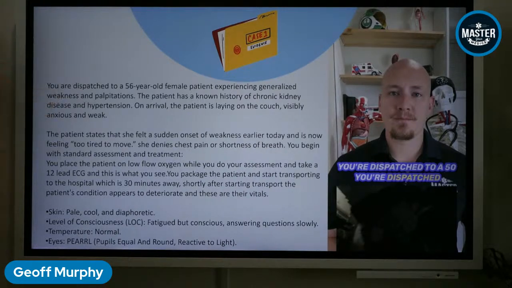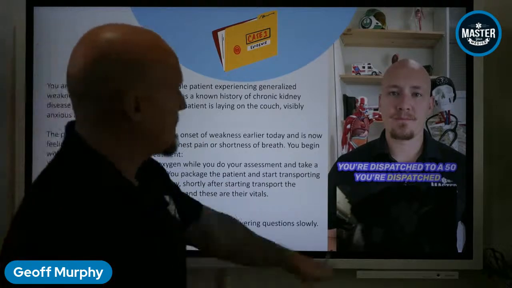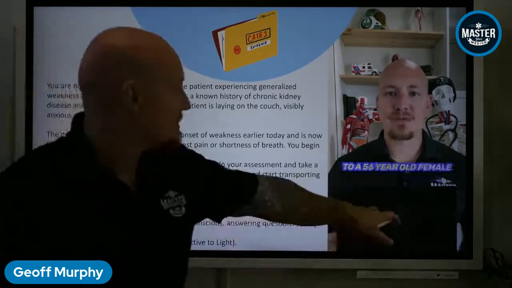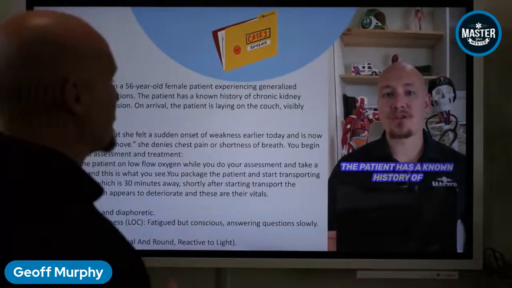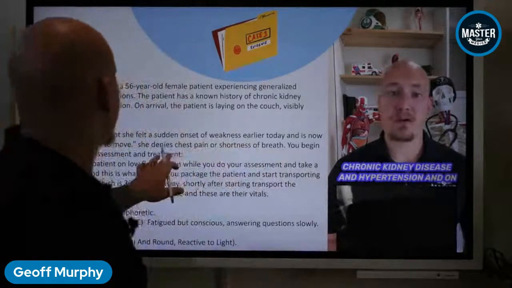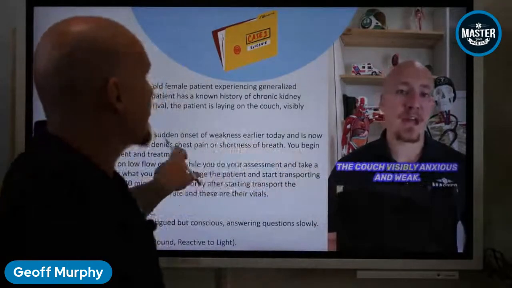Then this is what you see, and I'll show you that in just a second. You package the patient and start transporting to the hospital, which is 30 minutes away. So you got a 30-minute transport time, and the patient starts to deteriorate. And I'll show you the vitals here shortly. Skin is pale, cool, diaphoretic currently. Level of consciousness is fatigued, but they're conscious and they're answering questions very, very slowly. Temperature is normal, eyes are PEARL, and so they're reactive. And this is what your patient looks like on the couch. Really tired, really fatigued is essentially what you got here on this particular patient. So we got a female patient that is diaphoretic and very, very weak.